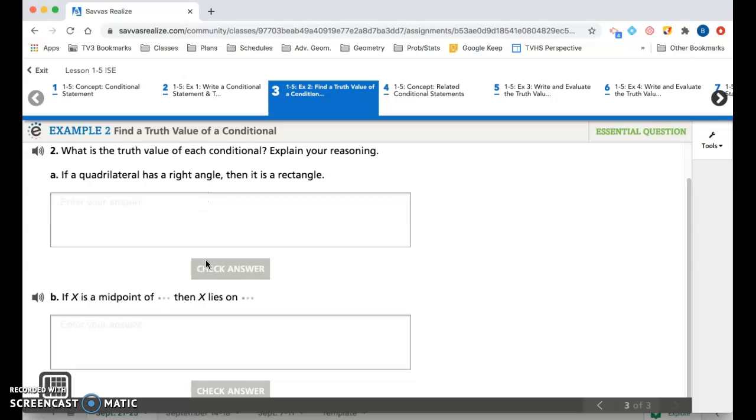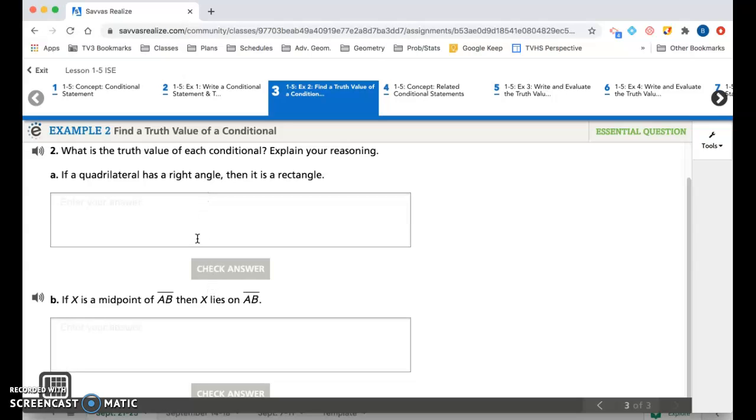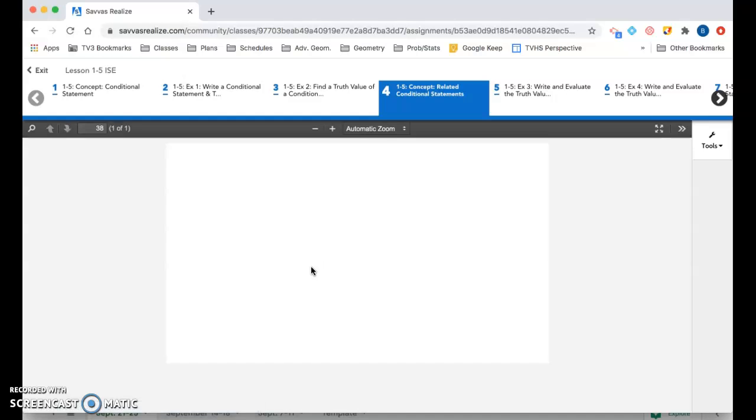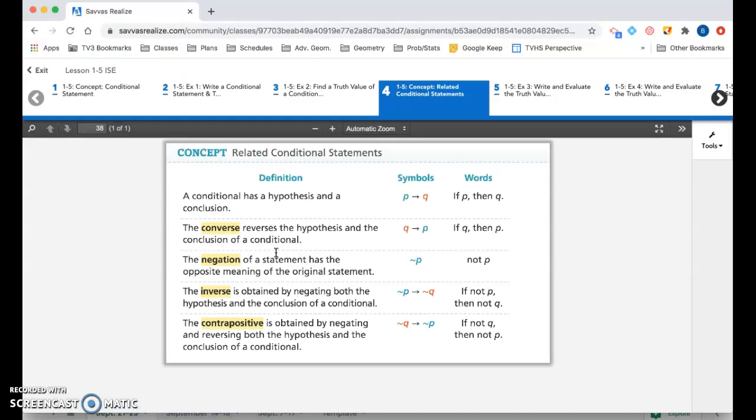And here's a couple other examples. I would encourage you, again, to try these on your own, see if you can come up with the correct answer for these. And then we'll move on to another idea of related conditional statements.